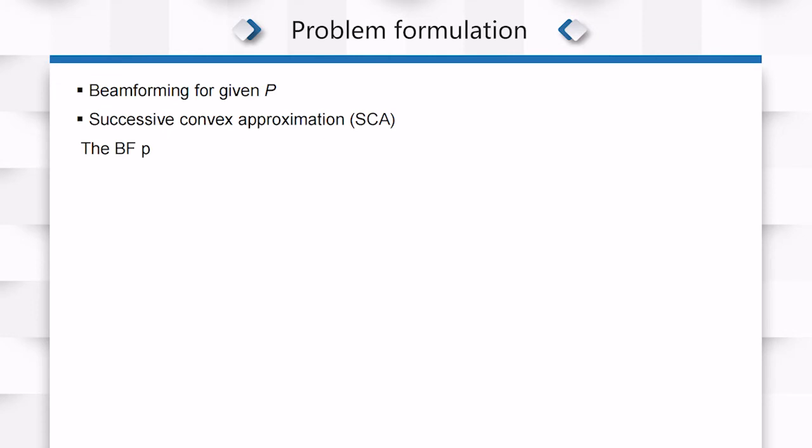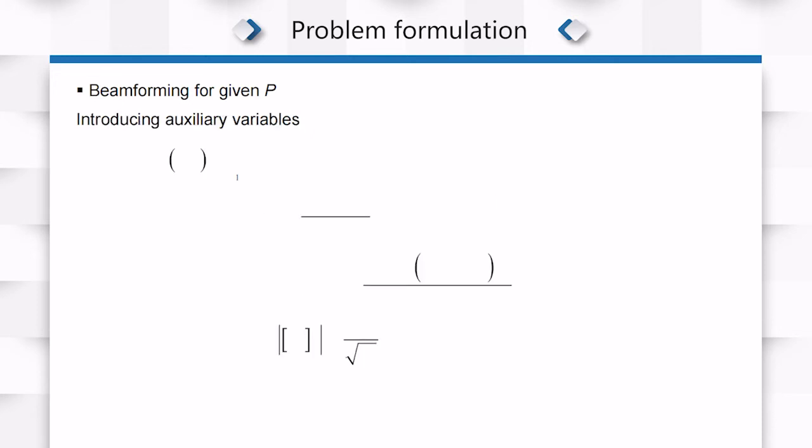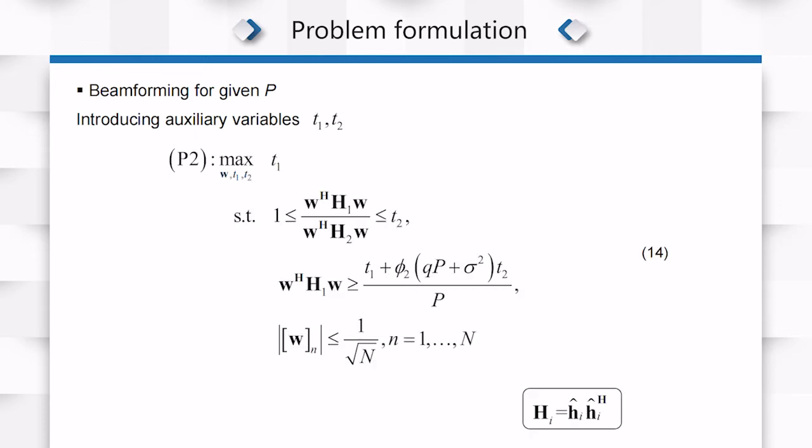For a given P, the beamforming problem in problem 8 can be expressed as equation 13. We adopt the successive convex approximation to address the problem. Introduce two new auxiliary variables. Then the beamforming problem can be relaxed to the following problem.